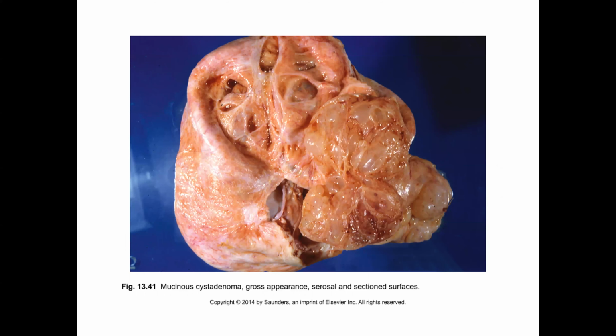Here's a sample gross picture. We can see multiple locules, variable glistening surfaces. You don't get a sense for the slippery nature of the mucin with a gross photograph like this, but as you open it, you can oftentimes get a feel for whether or not this is a high viscosity or a watery type of fluid.